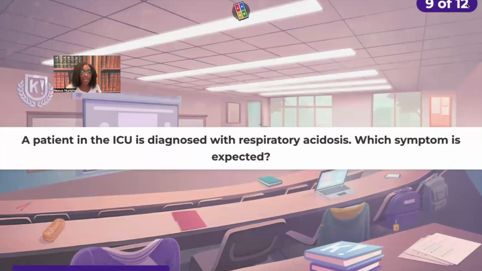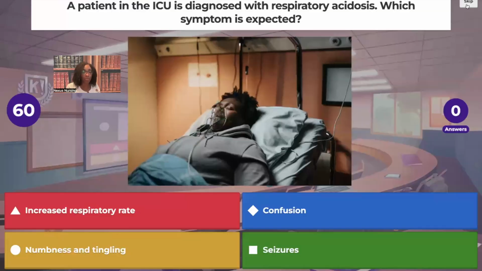All right, a patient in the ICU is diagnosed with respiratory acidosis. What symptom would you expect to see? Increased respiratory rate, confusion, numbness and tingling, or seizures? Your patient that's in the ICU is diagnosed with respiratory acidosis. What clinical manifestations would you expect to be exhibited by this particular patient?